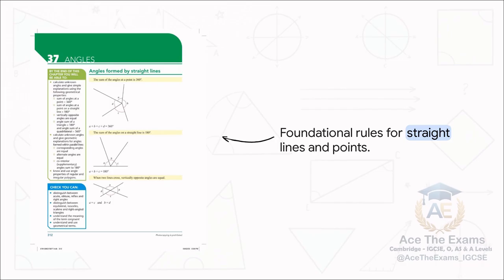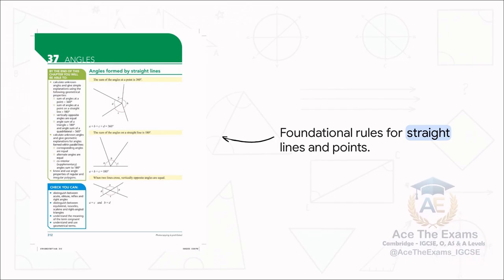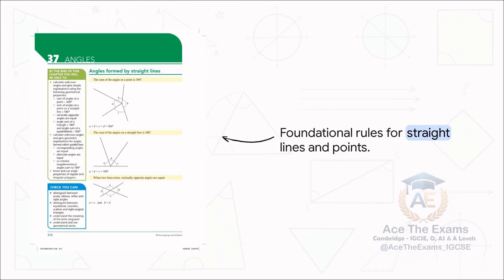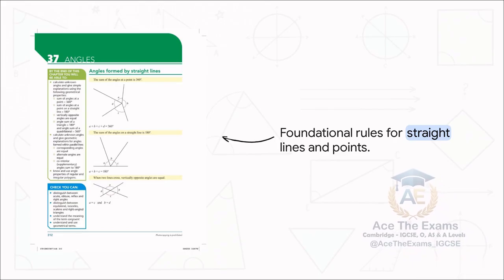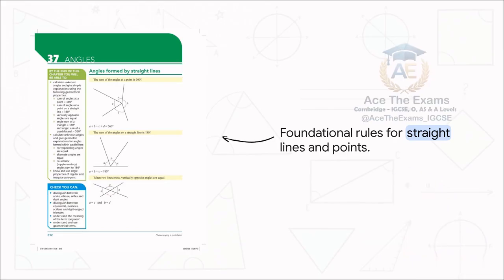Okay, the foundational rules here are beautifully, elegantly simple. Angles on a straight line always sum to 180 degrees, angles around a single point sum to a full 360 degrees, and vertically opposite angles at an intersection are always perfectly equal.